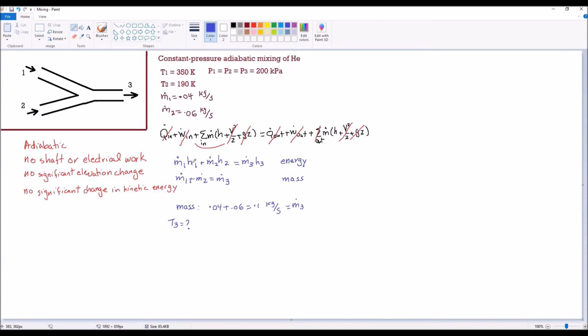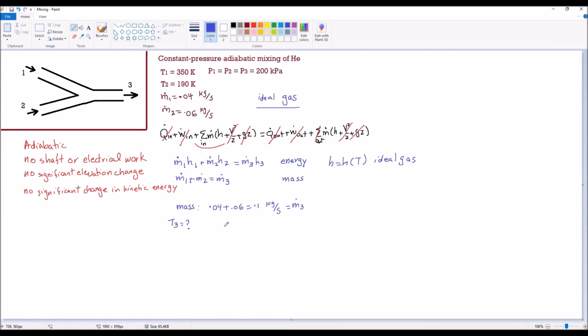Generally, when plugging in properties in the energy equation, we have to have values for the enthalpies, H1, H2, H3. Sometimes for air, we have table A17 that gives us H1, H2, and H3 values, because for an ideal gas, enthalpy is a function of temperature only. I forgot to mention that we are making the ideal gas assumption here, which is a valid assumption. So back to calculating T3. We don't have a table for enthalpy values of helium, but we can do this.